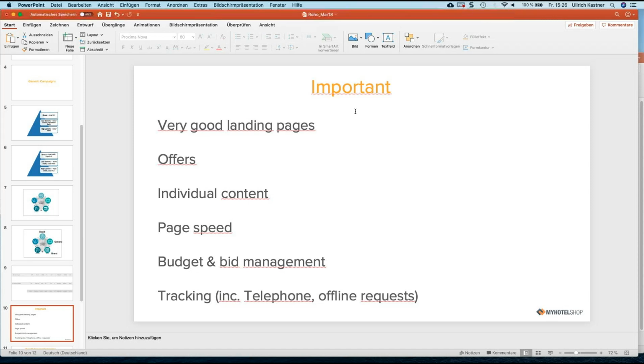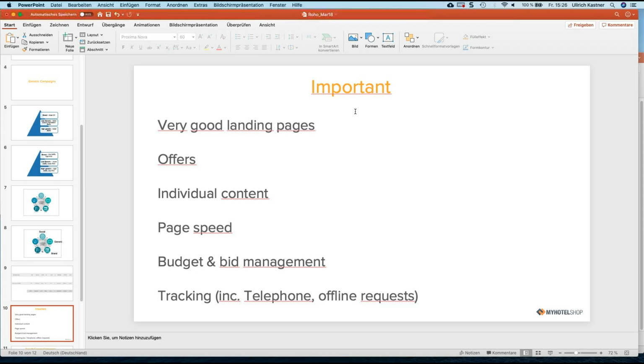Maybe if you have an offer on the landing page, something specific, even better. So if you have offers, give them to the customer. If you have individual content, pictures specific to the keyword, text specific to the keyword, this is important. And of course, page speed. A page that is loading very slowly is not very trustworthy and people get annoyed, specifically on mobile.